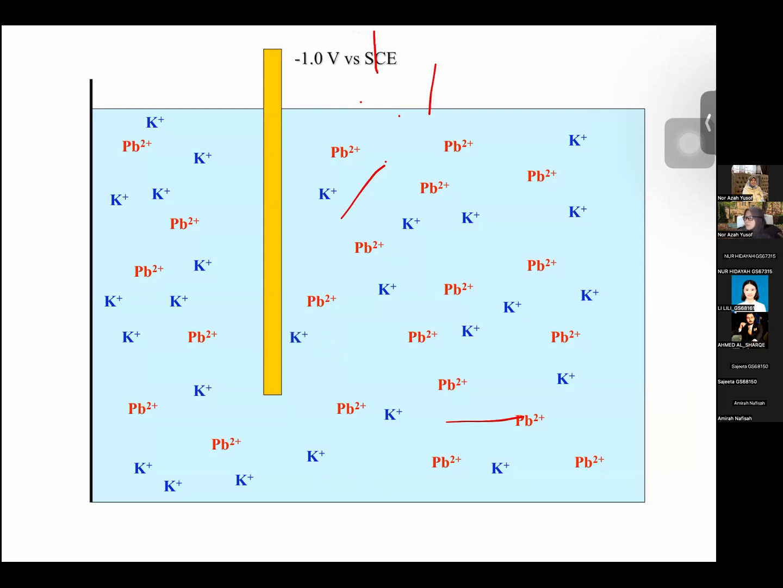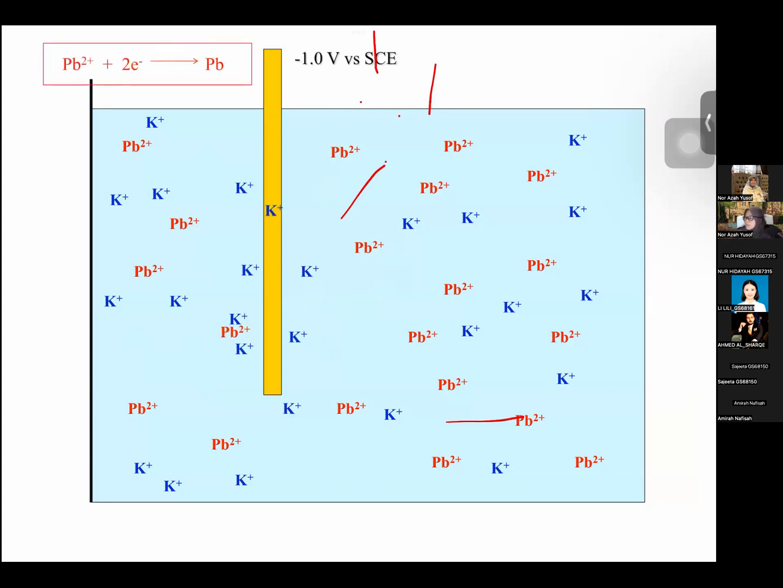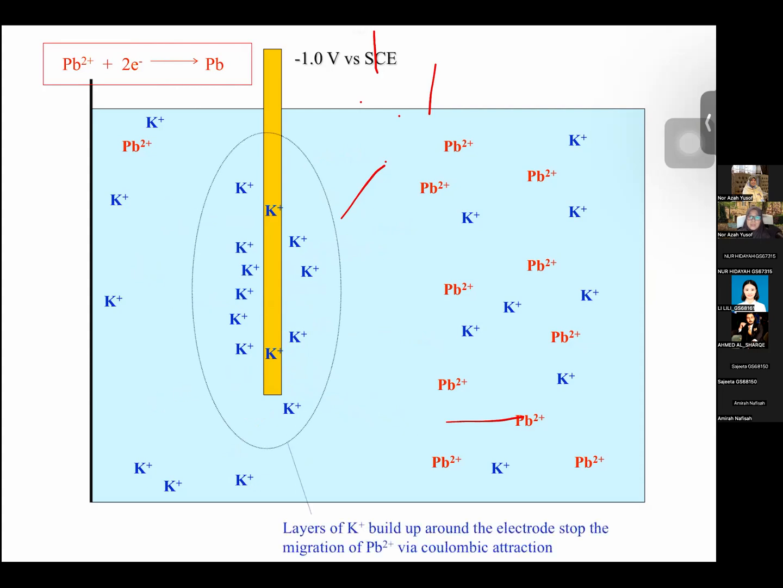So what happened here, you can see that there is also K plus, and there is also Pb2 plus being reduced. In here, there is a layer of K plus built up around the electrode, which stops the migration of Pb2 plus. This is the sort of thing that we don't want to happen.